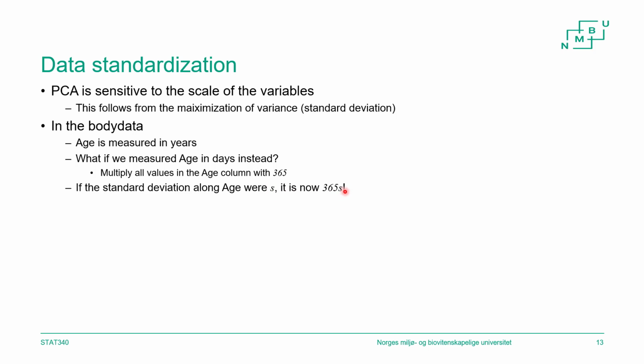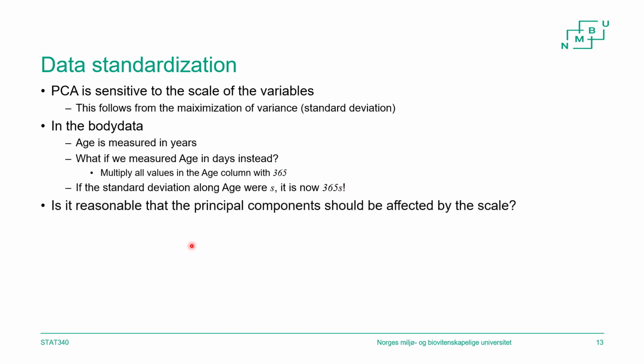And of course, when you go hunting for the biggest standard deviation, this becomes really important, because this was perhaps not such a big standard deviation originally, but now it may be super big compared to the other standard deviations, right? So it means that scaling affects where you choose to put your principal component directions. And we should ask ourselves, is it reasonable that the principal component should be affected by this scale? Well, I think that it depends. This is not a clear yes or no to this question.